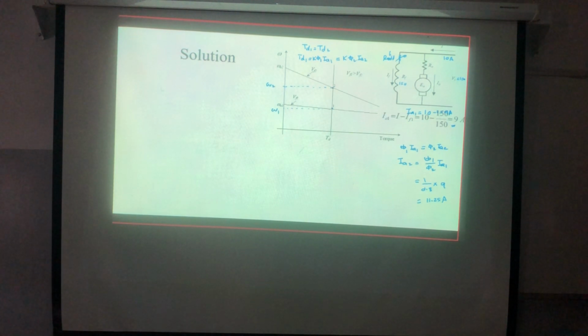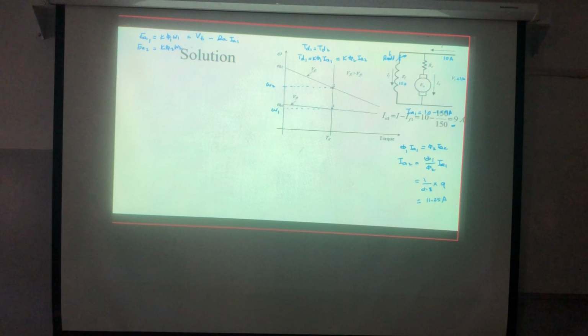Okay. Now let's see the same thing. Do you remember EA is equal to what? K phi omega. So EA1 equal to K phi 1 omega 1. And EA2 will equal to what? K phi 2 omega 2. So this will equal to what? The first one, EA1, is VT minus RA IA1.